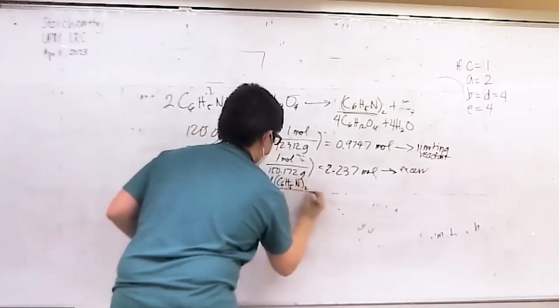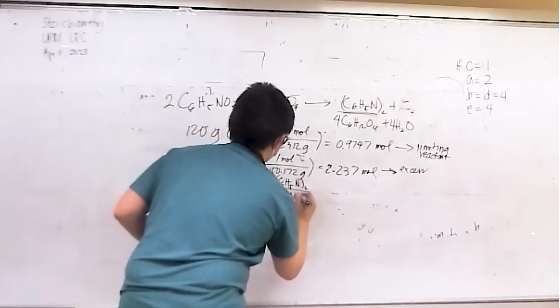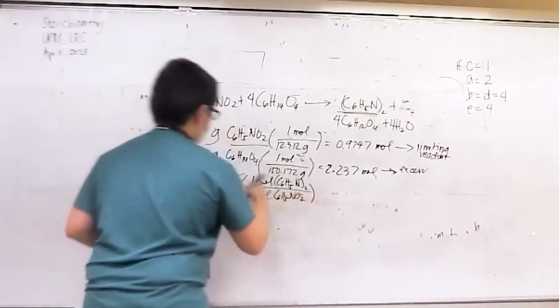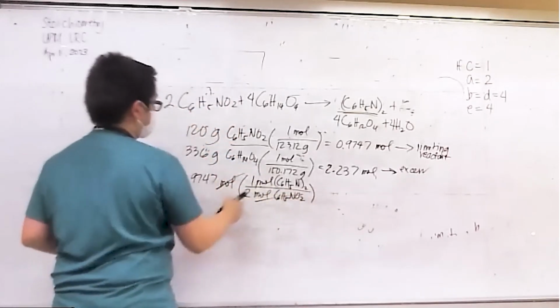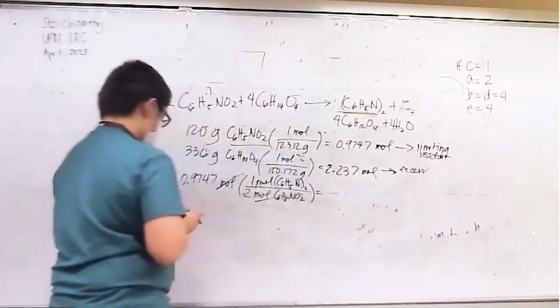5N2, and then this one is C6H5NO2. So this one would cancel this one, and then what's left, you can see, is 2 moles. So about half, basically, is your answer.